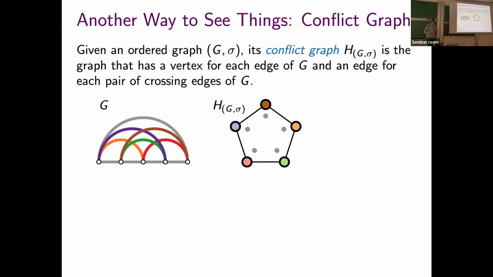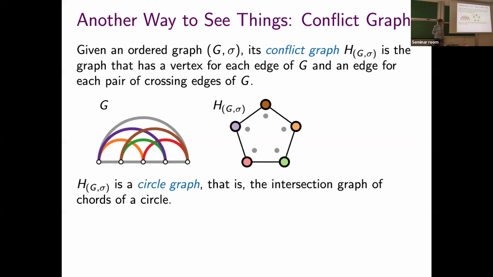Okay, and if you want, you could add to this drawing also the missing edges. So here, every vertex corresponds to an edge, and an edge corresponds to a crossing. But these gray edges don't have any crossings, so they would be independent vertices. Okay, and such a thing is called a circle graph, namely the intersection graph of chords of a circle. In a way, you can see the circle here, but I drew it for you once more.